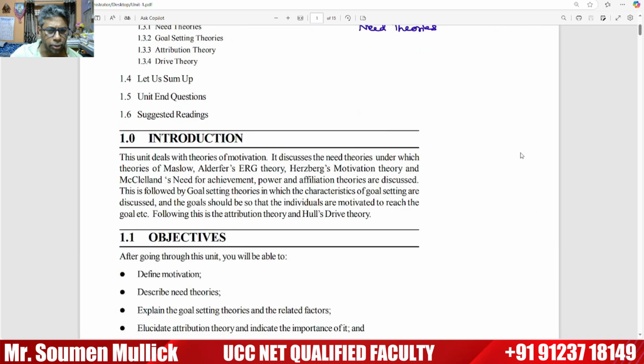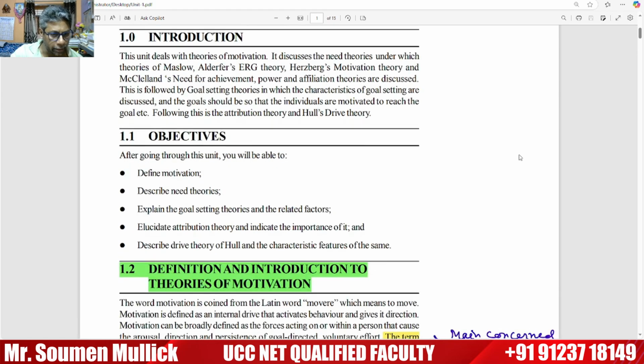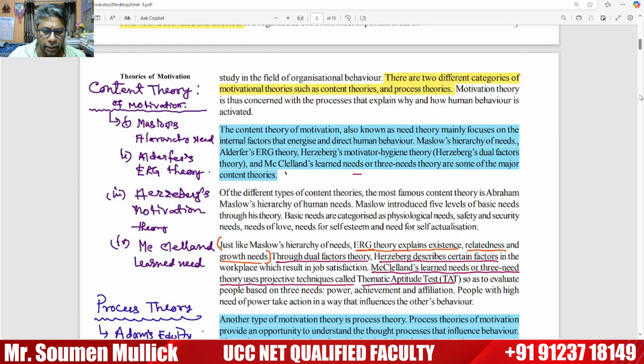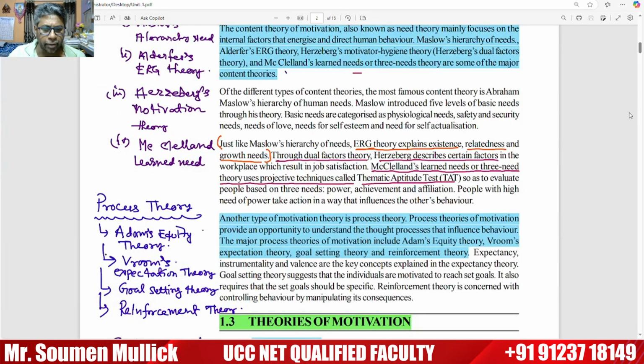There are many important process theories. Herzberg's content theory and ERG theory have been covered. We have famous process theories: Adams' equity theory, Vroom's expectancy theory, goal setting theory, and reinforcement theory. I will discuss them in my next video. Thank you.